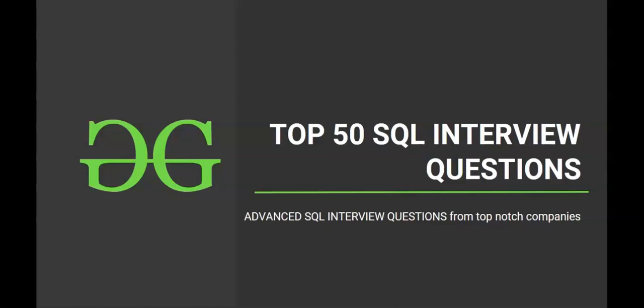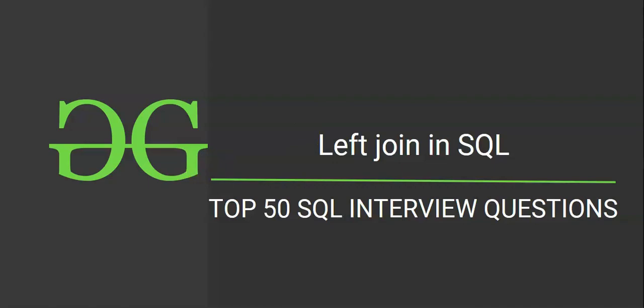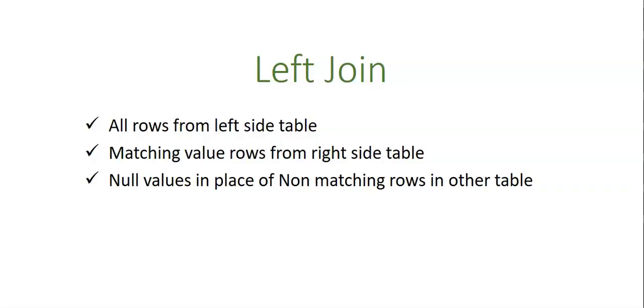So let's get started. Today we will discuss left join in SQL. See what left join does. It will display all the rows from the left side table and it will display matching rows from the right side table, and null values in the place of non-matching rows in the other table.